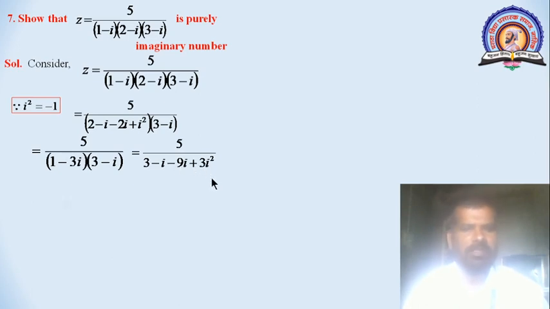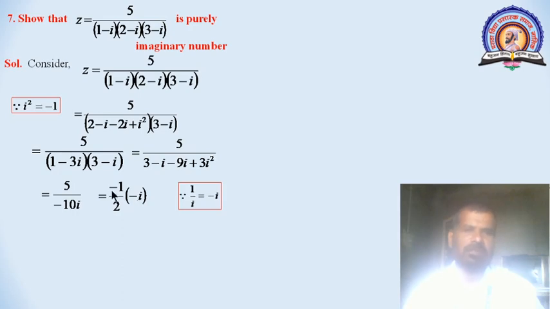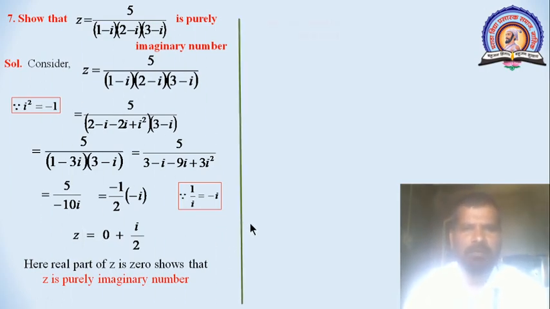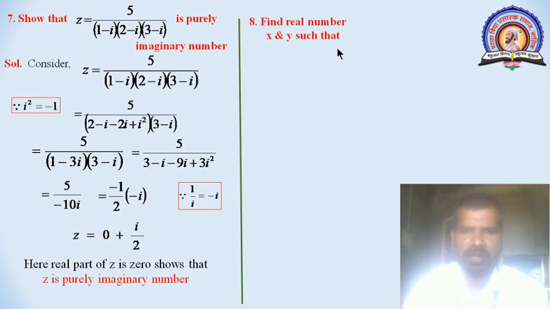Put the value of i square as minus 1, so you will get 5 upon minus 10i. So 5 upon minus 10 is minus 1 by 2 into 1 by i. We know that 1 by i is minus i. So minus 1 by 2 into minus i; the minuses cancel, and you will get i by 2. So z is equal to 0 plus i by 2. This shows that the real part of z is equal to 0. Therefore z is a purely imaginary number. Required proof.